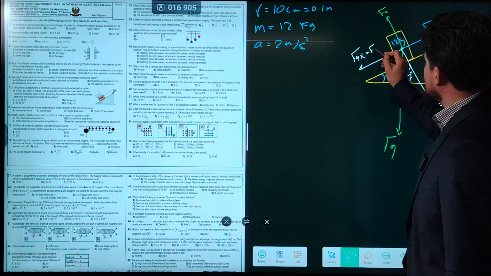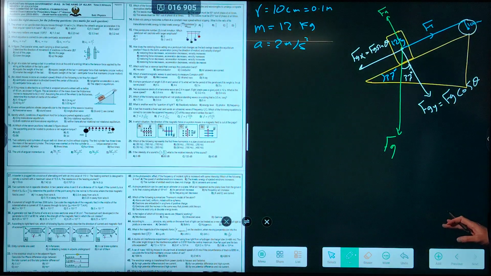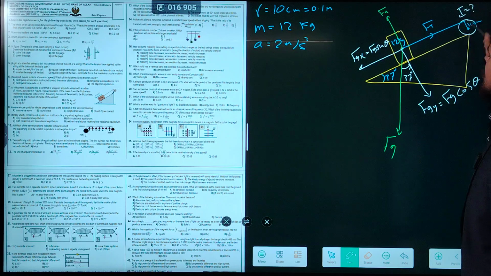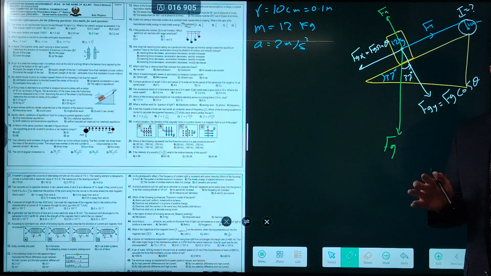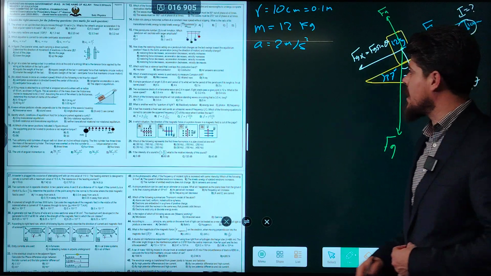and Fg sine theta for the x component. Is it clear? Now, how can you determine the moment of inertia of the wheel? The moment of inertia of the wheel is unknown. We cannot use 1/2 mr squared. Why? Because we don't have the mass. This 10 kilogram is not the mass of the wheel. This is the mass of the object that attaches to the cord and slides down from the incline.